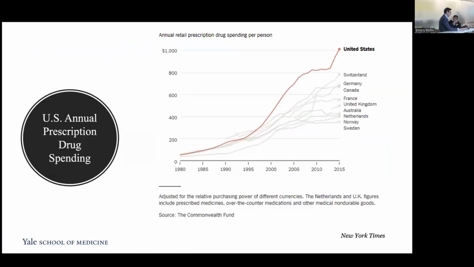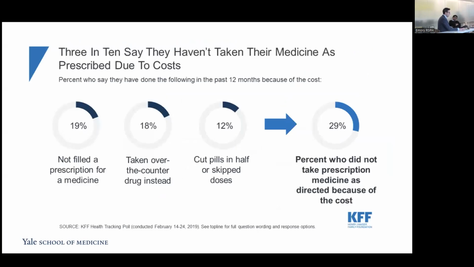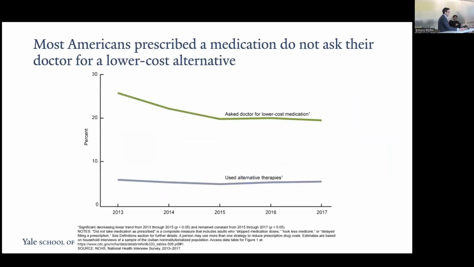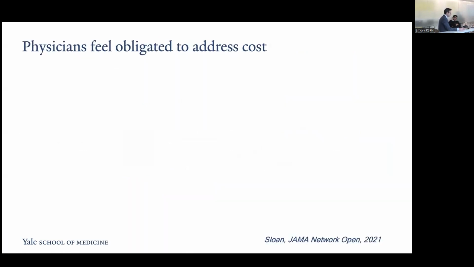So I already showed a derivation of this same statistic earlier. U.S. out-of-pocket prescription drug spending, as we know, is sky high, and because of that, many people say that they're not taking their medicines as prescribed because of cost. And most patients prescribed a medication don't ask their doctor for a lower cost alternative.